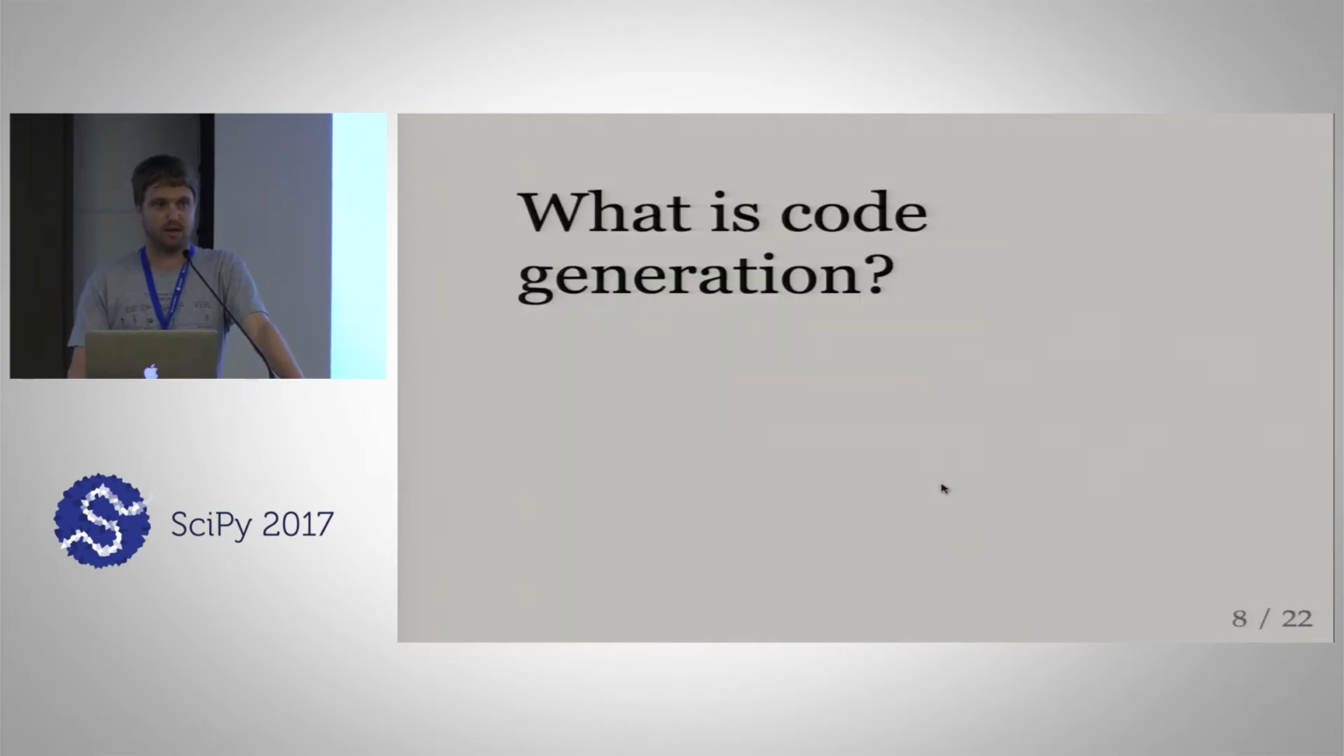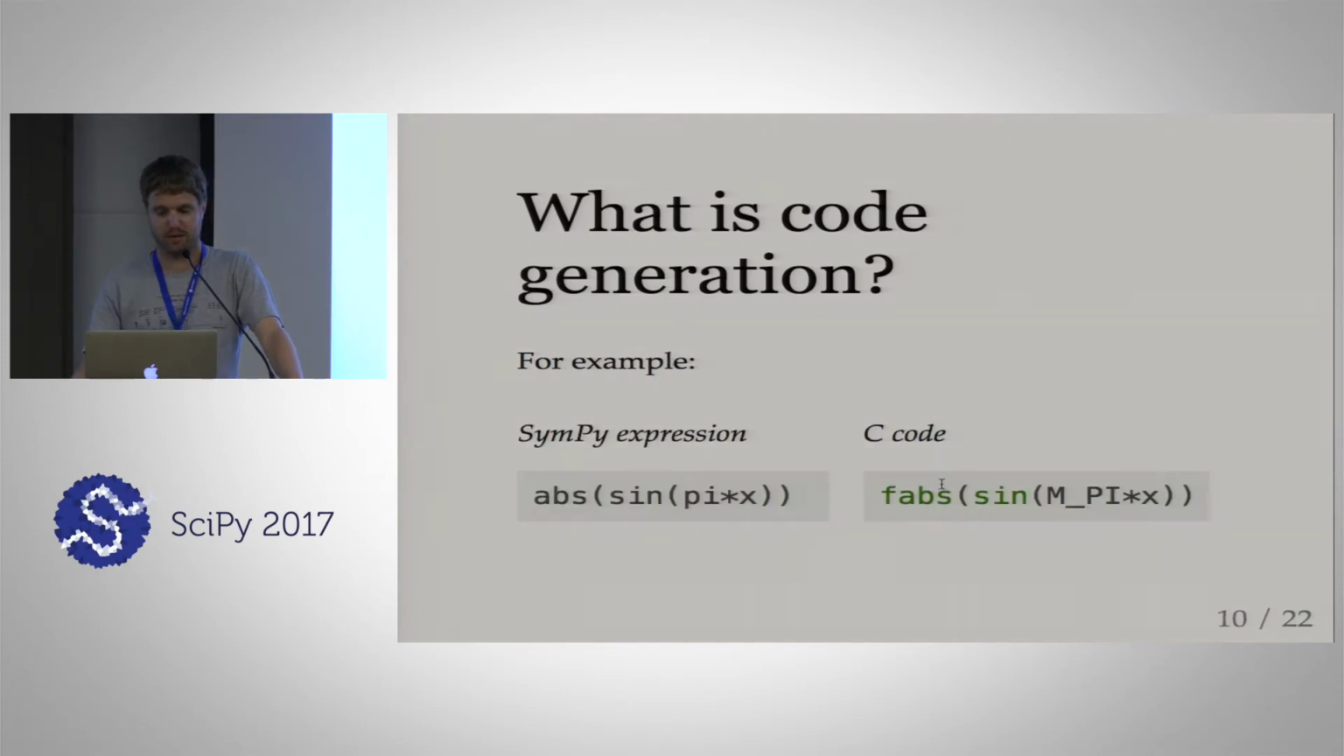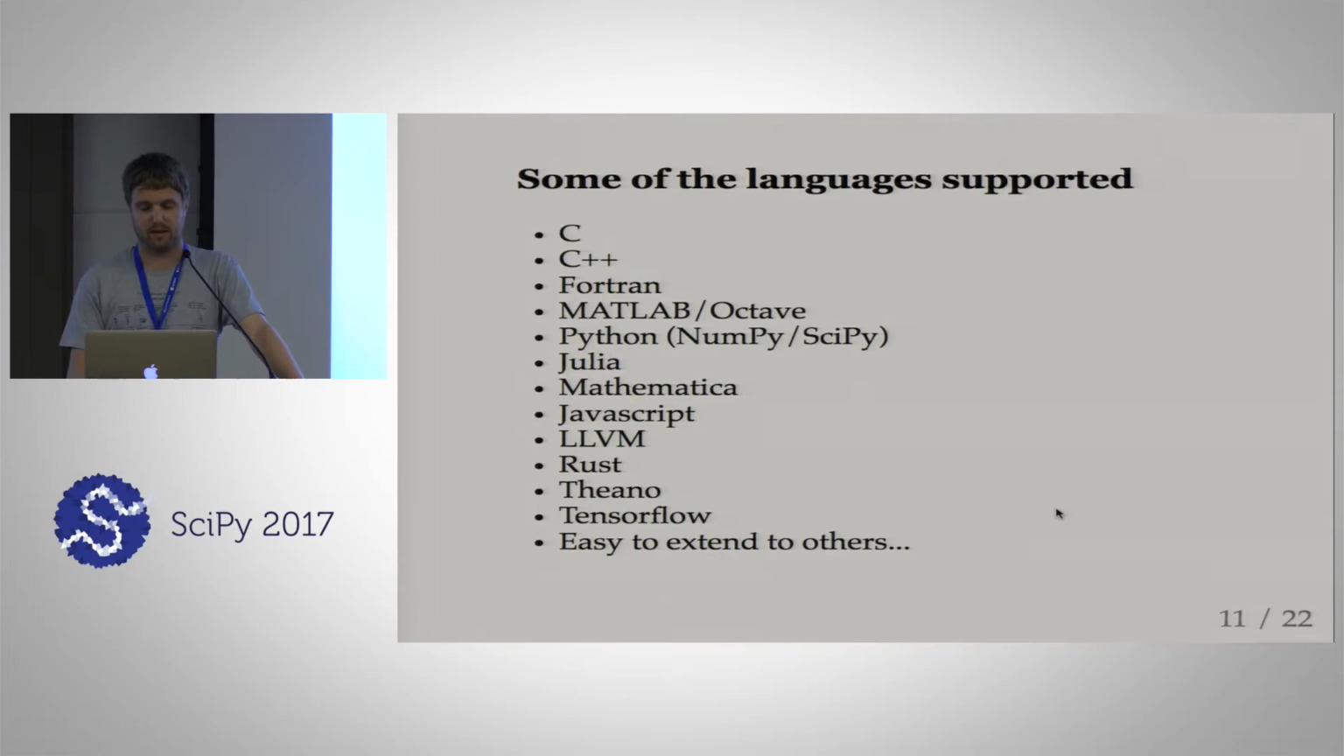So just quickly, what do we mean by code generation for this tutorial, or just codegen? For our purposes, this means taking a SymPy expression and converting it into code for some other language. So for example, here's a SymPy expression representing some mathematical formula, absolute value of sine of pi x, and this is the equivalent C code. So with code generation, you start with the left side and you want to get the right side, and you want to do that automatically.